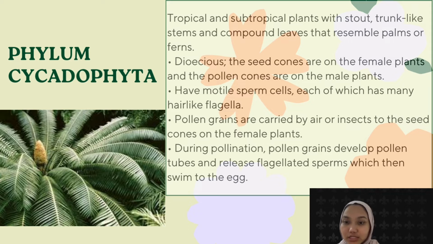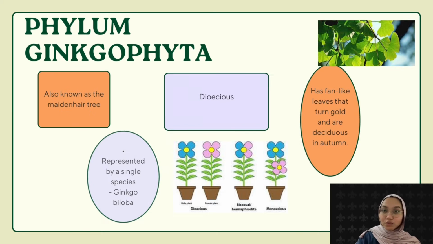And during pollination, the pollen cones will form pollen tubes and release flagellated sperms that will swim to the egg. Okay, next we will learn more about phylum Ginkgophyta.